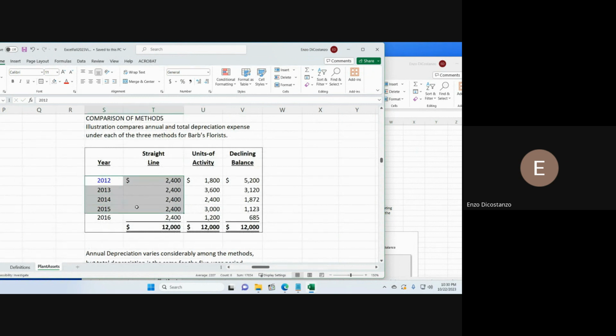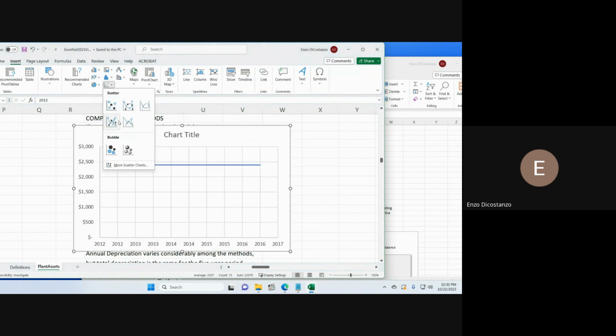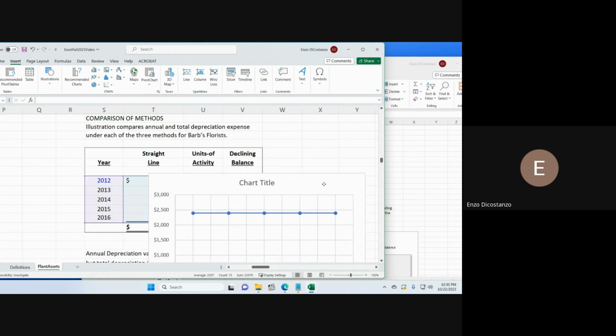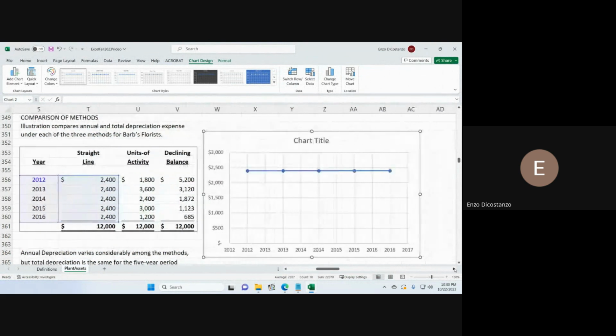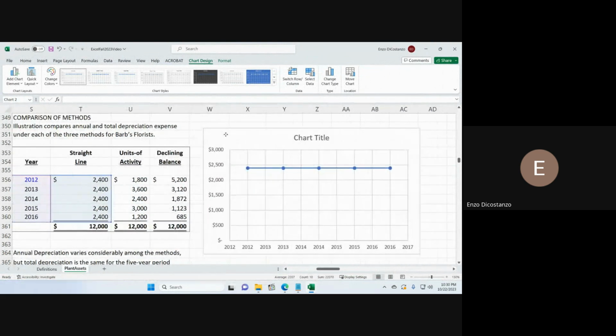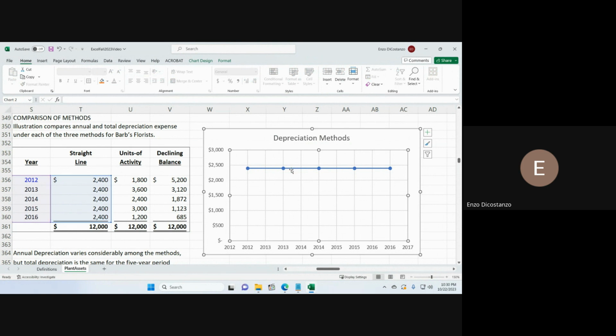Okay, the other thing we like to do with things like this is we like to create a graph of it. So see where it says charts, and the scatter with the straight lines and markers. See how this looks? Okay, and actually what we could do, we can just move it over a bit. Like that. And this is depreciation methods. Okay.